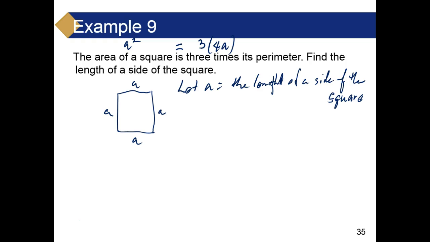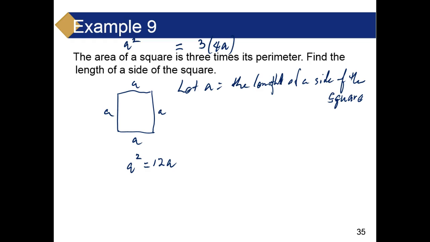So there we have our equation. We translated the words, the English, into algebra. Area of a square, A squared, is equal to 3 times the perimeter. The perimeter was 4A. Okay? What does that tell us? A squared is equal to 12A. Can we solve that?